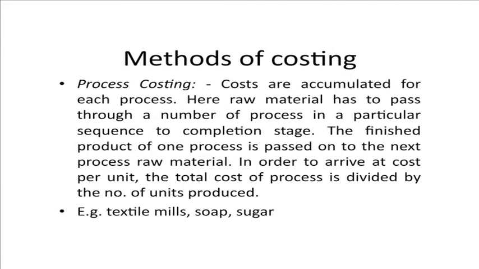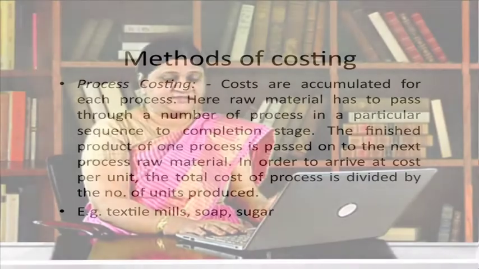The next one, which is also one of the important methods of costing, is called process costing. Costs are accumulated for each process. Here raw material has to pass through a number of processes in a particular sequence to the completion stage. The finished product of one process is passed on to the next process as raw material. In order to arrive at cost per unit, the total cost of the process is divided by the number of units produced. So, let us understand the mechanism of how process costing is done and what it comprises.